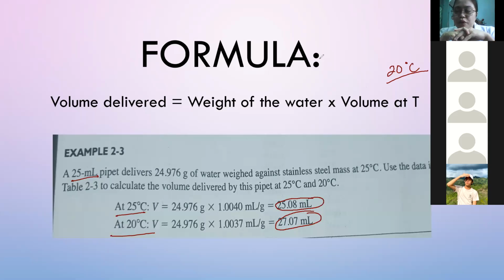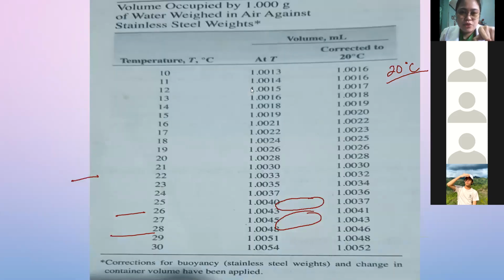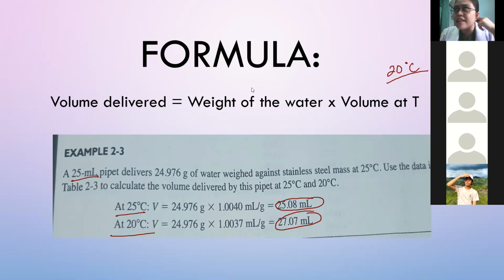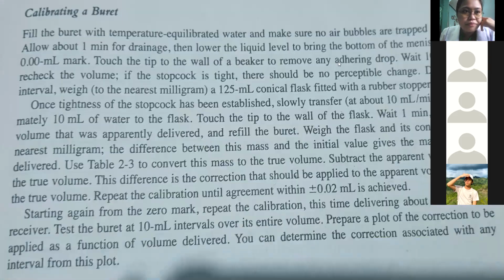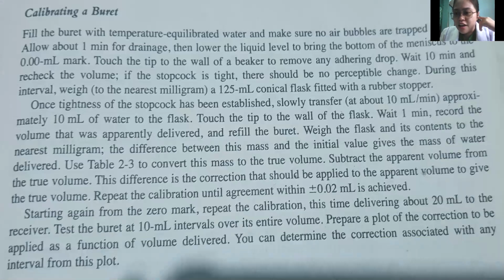Actually, when calibrating the burette and the volumetric flask, we use the same table and the same formula. They only differ in the procedure and how to do the calibration. When we look at the burette, the procedure is rather long, but the solving, the formula and the table are the same. The longest calibration procedure is for the burette.